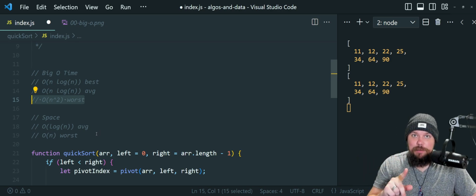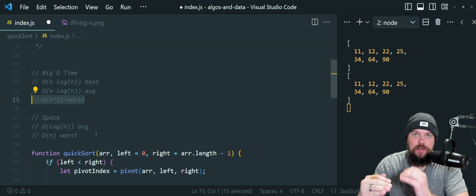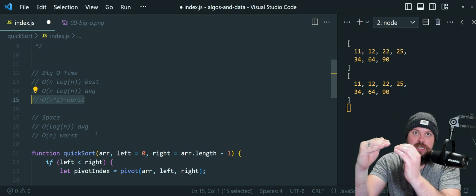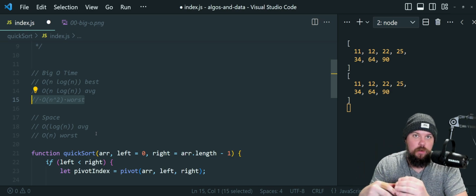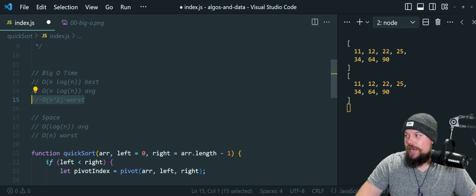It is not stable. It is not a stable sorting algorithm. So if you have similar values, they may not wind up in the same place. Watch the previous video, Insertion Sort, for a quick breakdown on what stability is. It means if we have object keys that are different with similar values, the similar values and keys may not be in the correct order. Like we may lose key order if we have values that are the same.